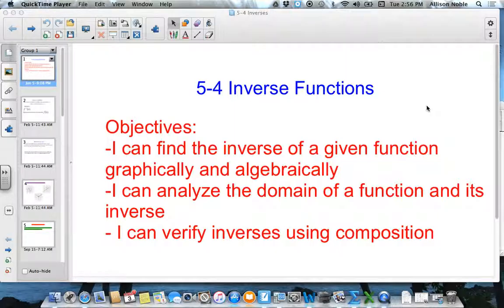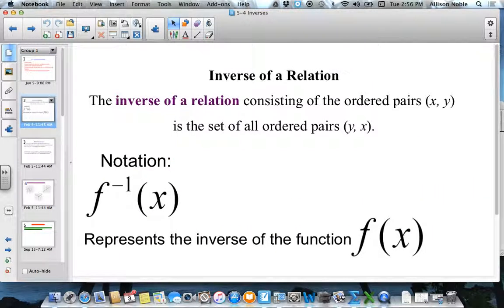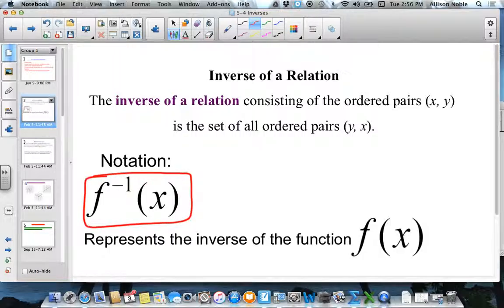Grab your 5-4 notes. Today we are going to review a lot of the stuff that we went over last year and add in some new stuff as well. So, first slide says that the inverse of a relation consisting of the ordered pairs x and y is a set of all ordered pairs y and x. And the notation is f negative 1 of x, which represents the inverse of f of x.